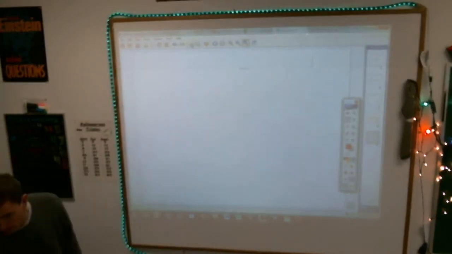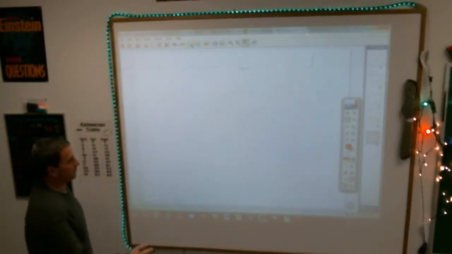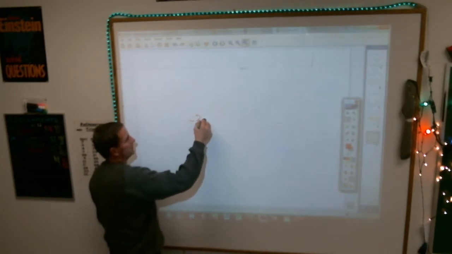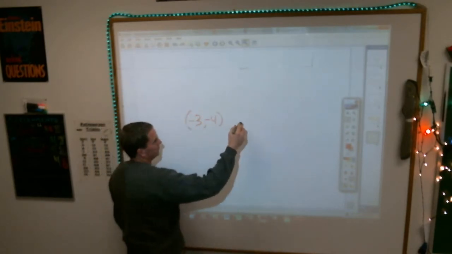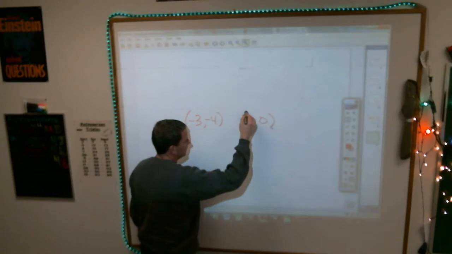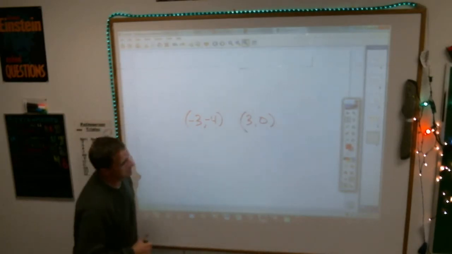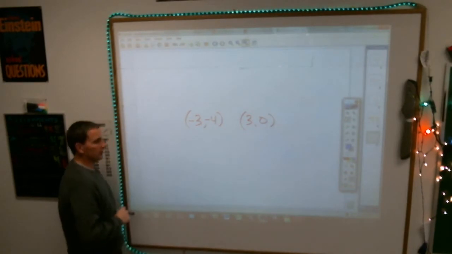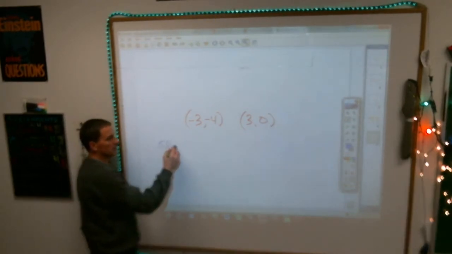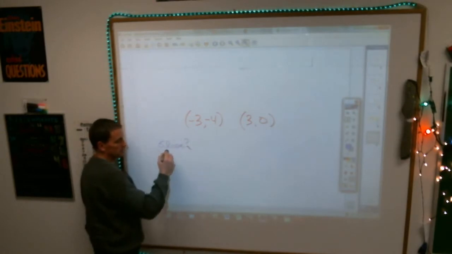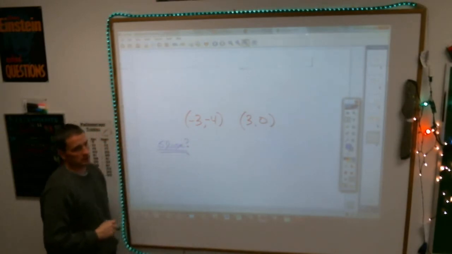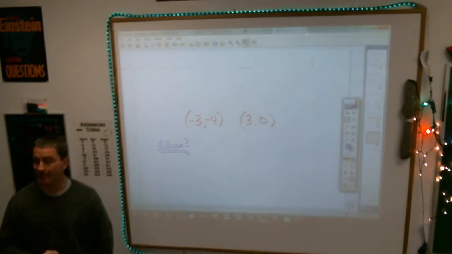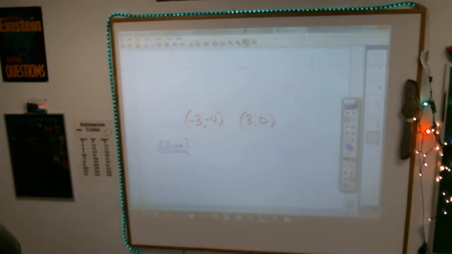Let's say I give you negative 3, negative 4, and 3, 0. Negative 3, negative 4, and the point 3, comma 0. Can you take the slope formula and plug those two points in and tell me what the slope of that line is? See if you are able. And again, it doesn't matter which ones you put are the sub 2's and the sub 1's as long as you're consistent and both points are there.